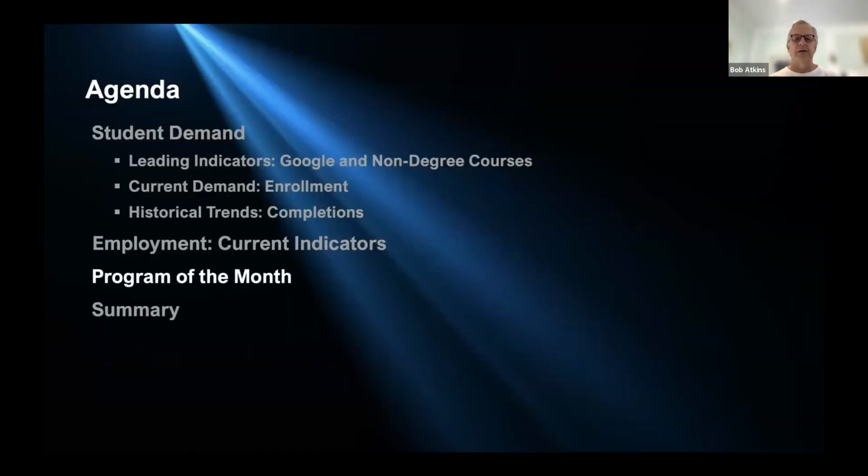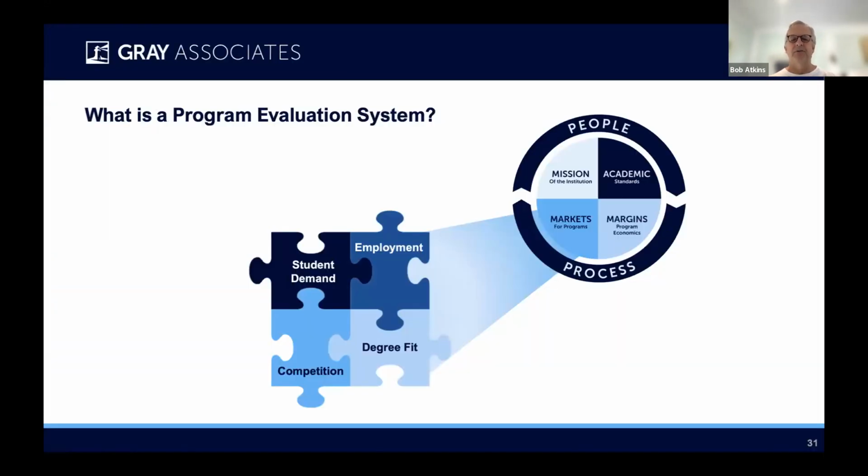Now that brings us to program of the month. So without further ado, let's take a look. We're going to do truck and bus, and we're going to look specifically at the market for that program.